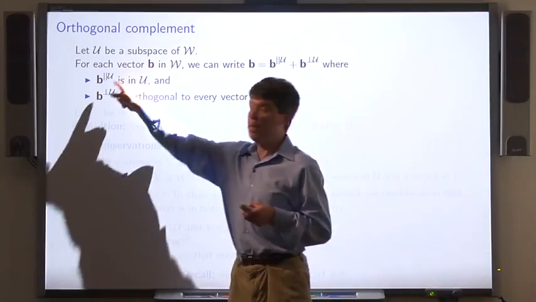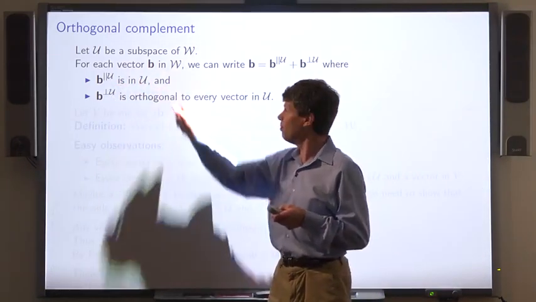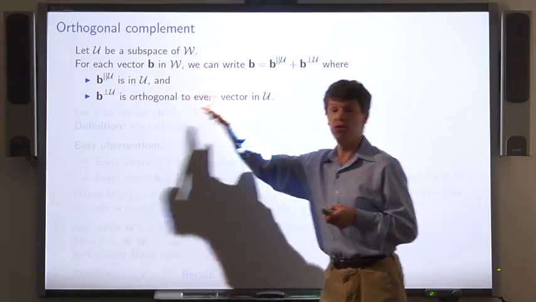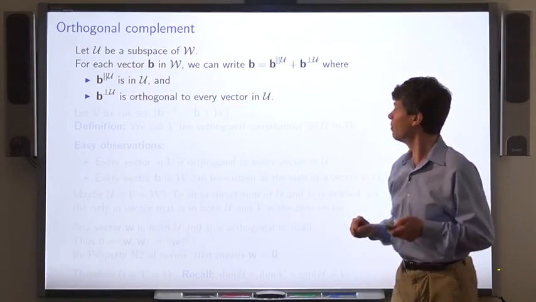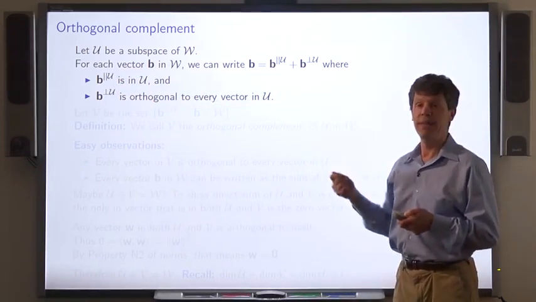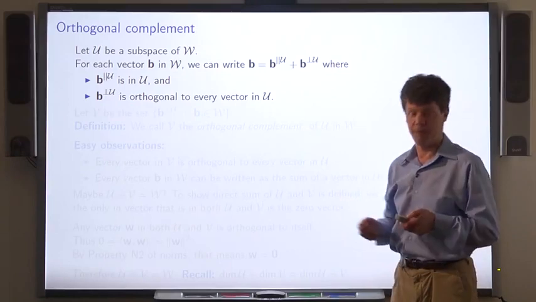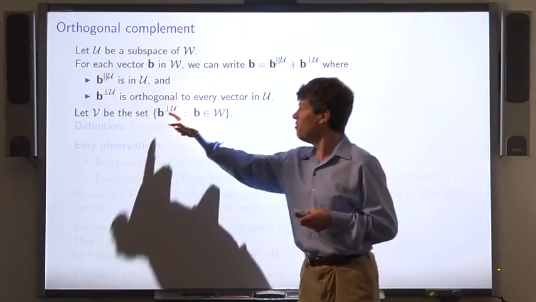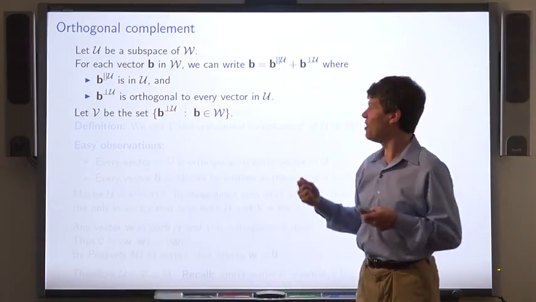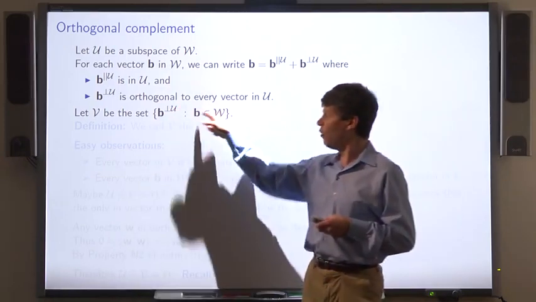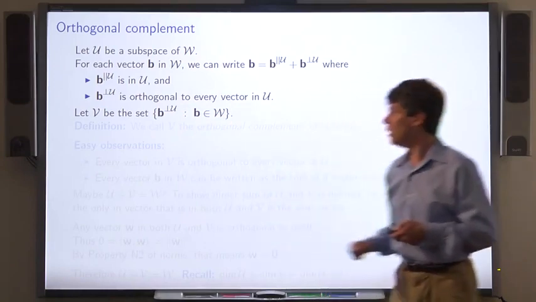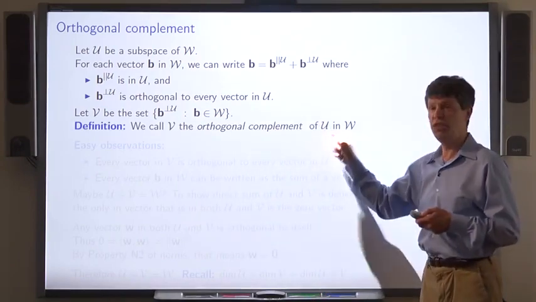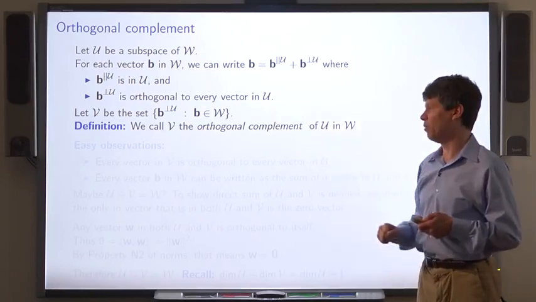Note that B parallel is in big U, and B perpendicular is orthogonal to big U. That is, it's orthogonal to every vector in big U. So we can take every vector B in W and split it up this way. And we'll define big V to be the set of B perpendicular obtained this way, taking all the vectors B in big W. And we call this set big V the orthogonal complement of big U in big W.